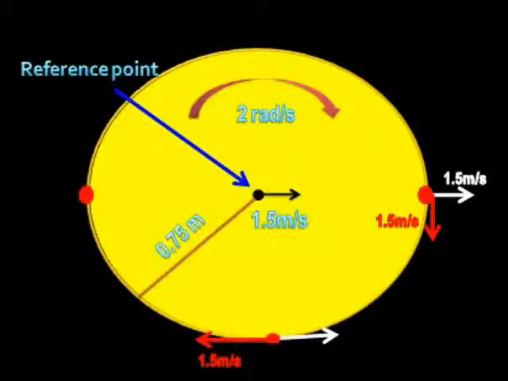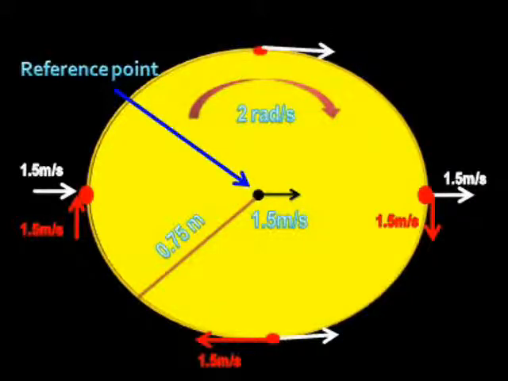We will take another point. The red arrow now will point upward because of the clockwise direction, and its velocity will still be 1.5 meters per second, while the white arrow will be pointing to the right with velocity of 1.5 meters per second, for the same reason I told you a while ago. Now, let's take the top point. Similarly, the velocities of the two arrows are both 1.5 meters per second, and they will both be pointing to the right.